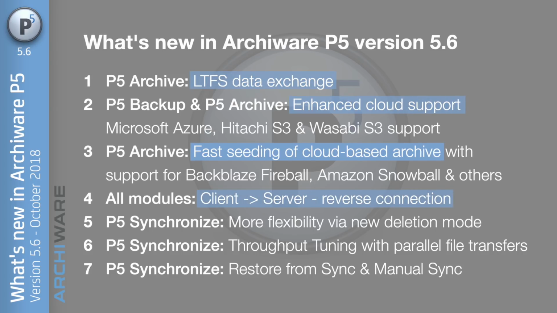Reversing the client-server connection allows clients to keep in touch with servers and avoid issues with firewalls. A new deletion mode in P5 Synchronize helps avoid issues with target storage filling up. Parallel file transfers increase overall throughput via multiple copies running at the same time.